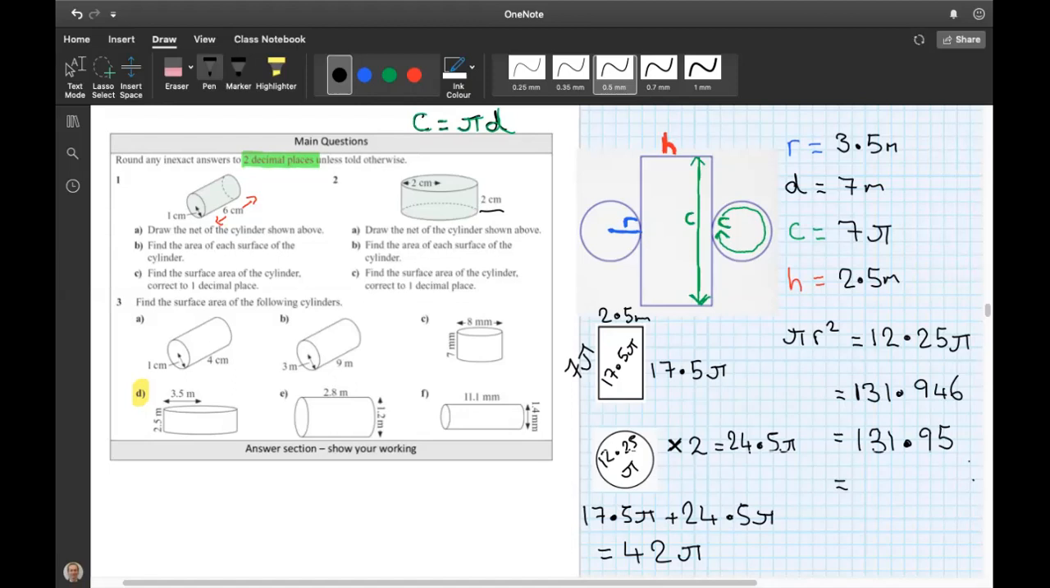Our units were given to us in meters. So the units for our area will be meters squared, 131.95 meters squared.